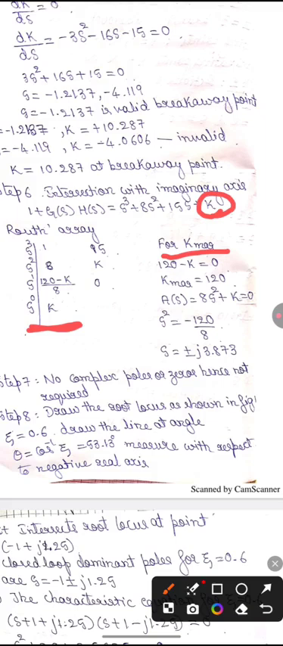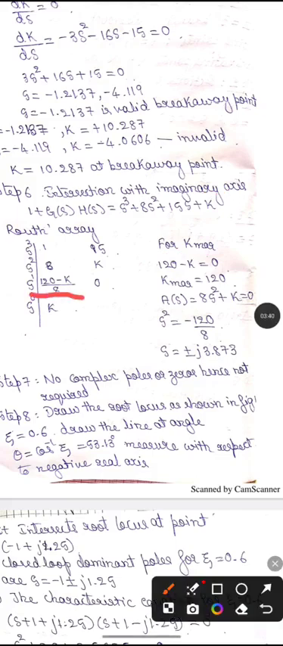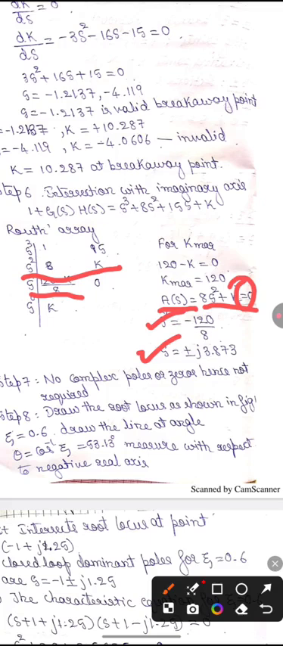120 minus K is equal to 0, so K margin is equal to 120. So from this we have found the value of K. From the auxiliary equation, 8s square plus K, we know the K value, so substitute it and find the value of s square, and later you find the value of s.